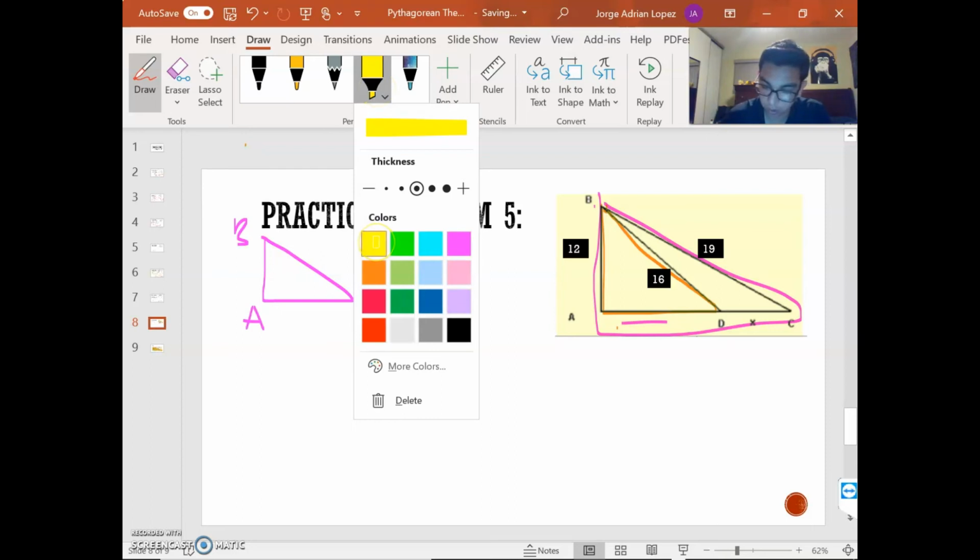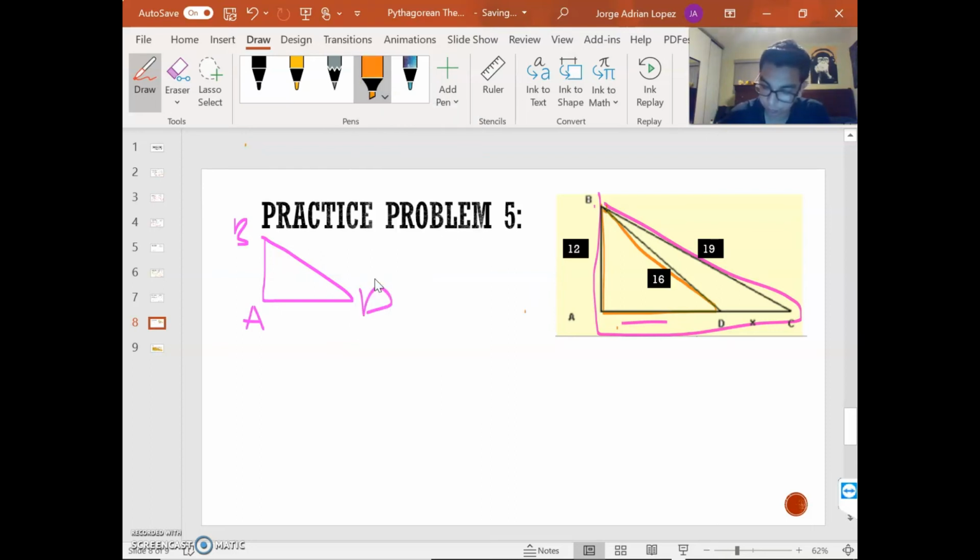And we know that B to A is 12 and B to D is 16. We want to know A to D, alright? And we'll assume this is the right angle, alright? And do we have a hypotenuse? Yes, we do. Our hypotenuse is 16 because that's the side across from the right angle. So if we wrote our Pythagorean theorem, this is going to be a squared plus b squared equals c squared, okay?